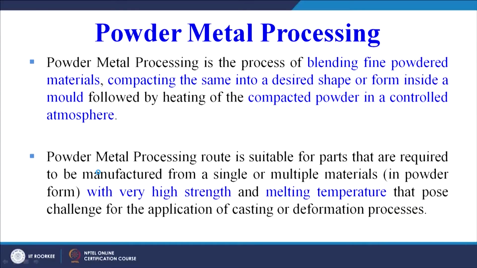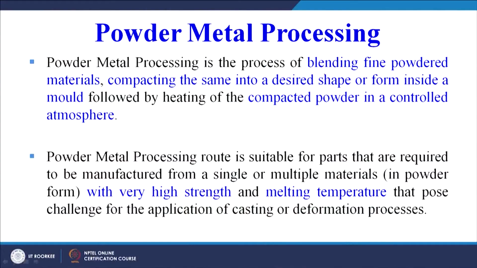Now, in powder processing, what do we do? In powder metal processing, we do the blending of the fine powdered materials. So, basically the raw material in case of powder processing are the metal powders. So, in powder metal processing, we process it by blending the fine powdered materials, compacting the same into a desired shape or form, followed by heating of the compacted powder in a controlled atmosphere.